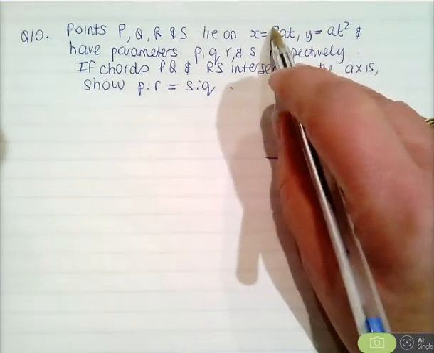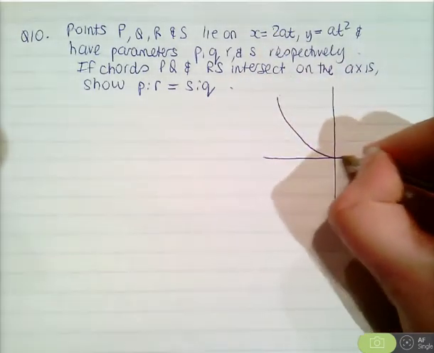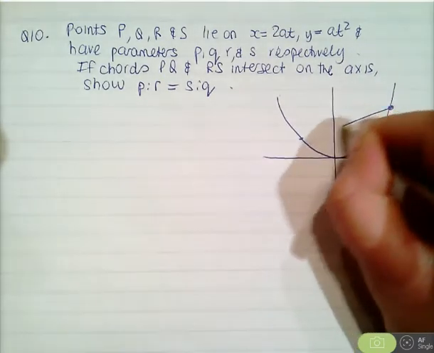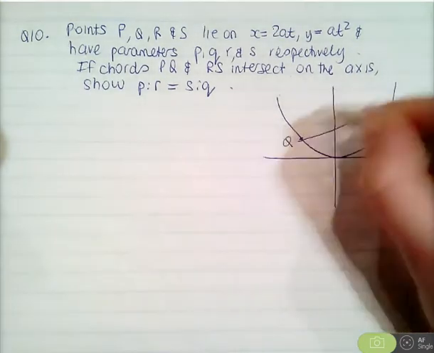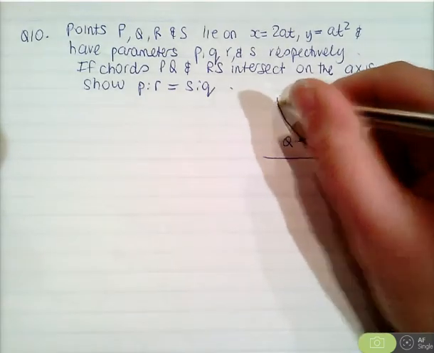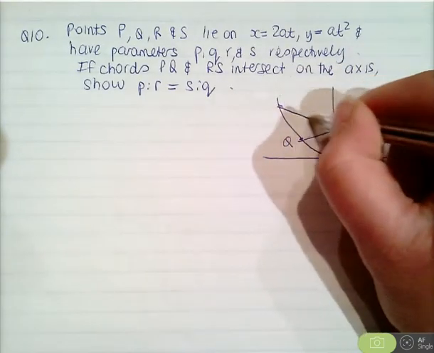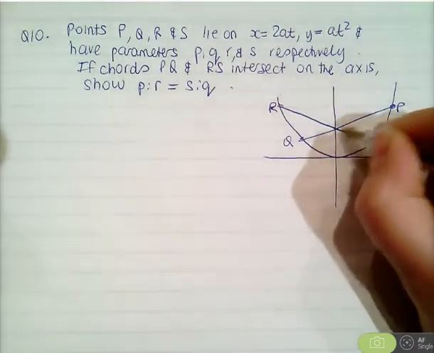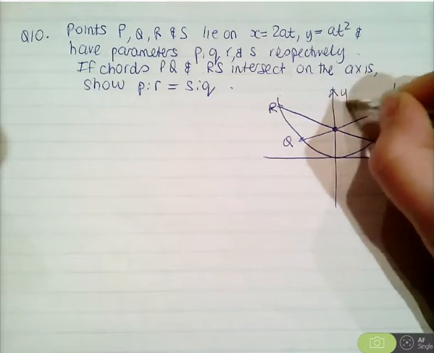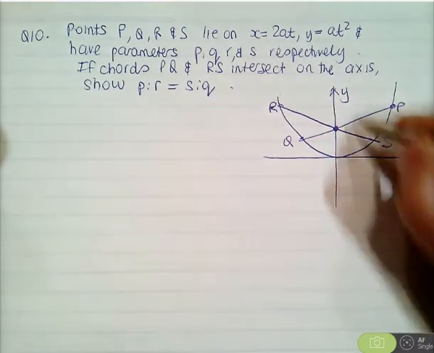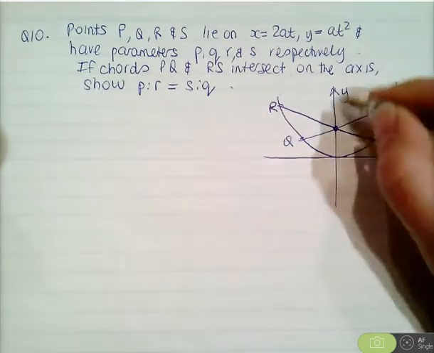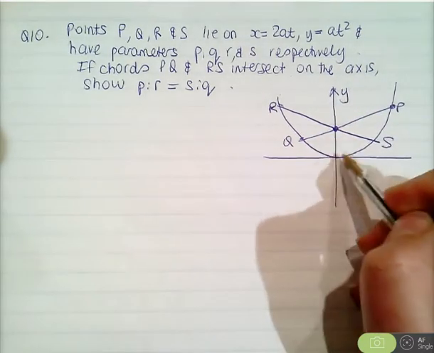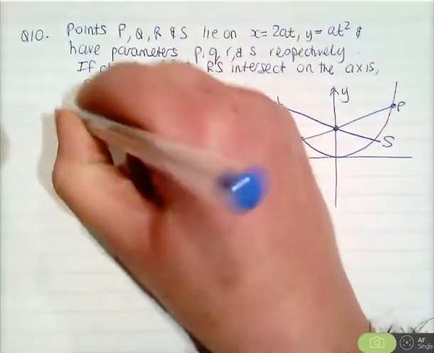Now look, we know that this is the parabola x squared equals 4ay, so it's concave up. Now I'm just going to draw in the points P, Q, R, S just like this. It doesn't matter exactly how they're drawn. They intersect on the axis. What they mean by the axis is the axis of the parabola. In other words, the axis of symmetry of this parabola is the y-axis. So these chords will intersect where x equals 0, so you'll use that.